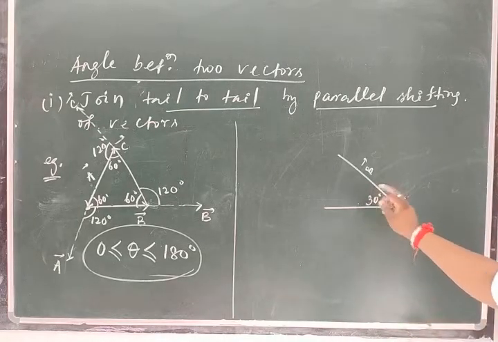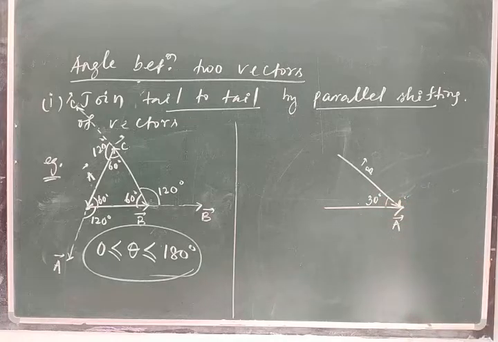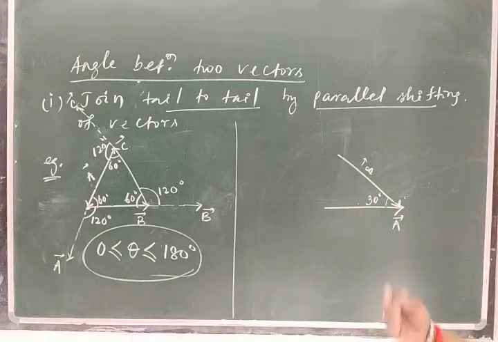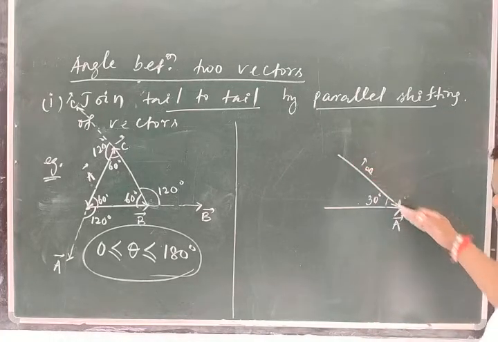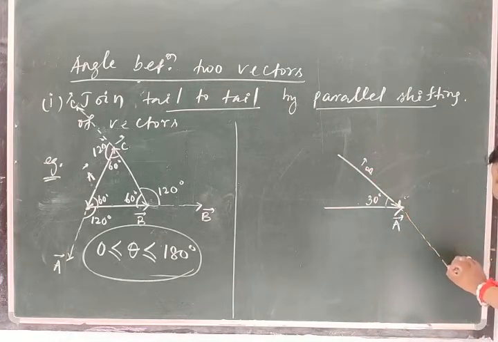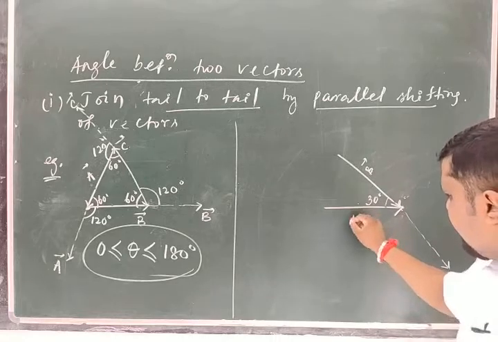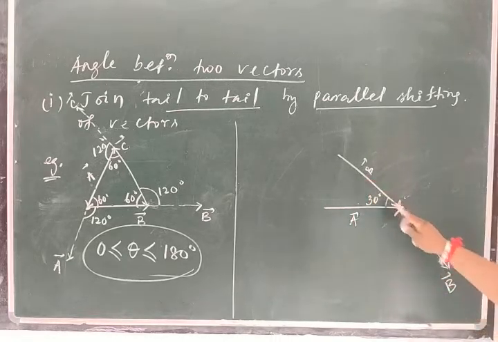Here the angle is given less than 90, that is, an acute angle. Here what is the angle you will get? The same example you can show. B can be shifted parallel like that. So this is the vector B, and this is the vector A, and by parallel shifting, B is the vector.